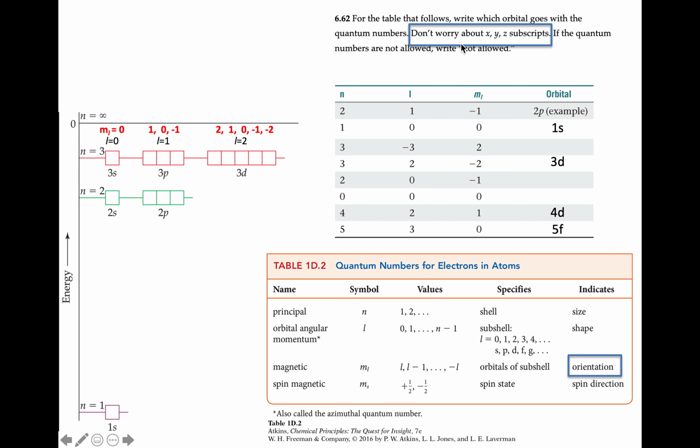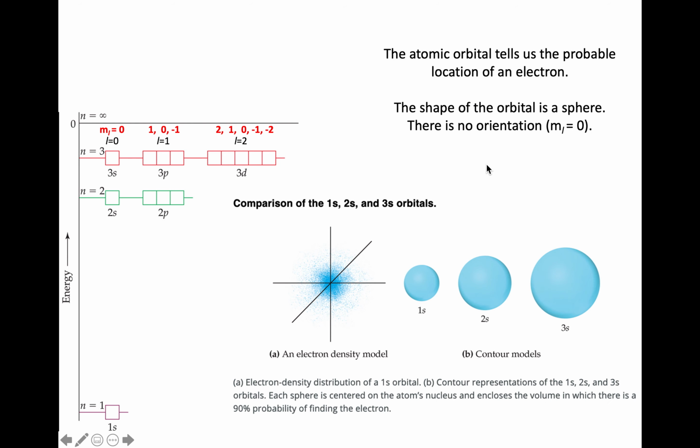Now this idea of don't worry about the subscripts is getting at another feature. The magnetic quantum number m sub l was describing the orientation in space. That's what's being given here with different m sub l values. So when I say different orientations in space, we have to understand what the different orbitals look like. First thought is that these atomic orbitals are telling us the probable location of an electron.